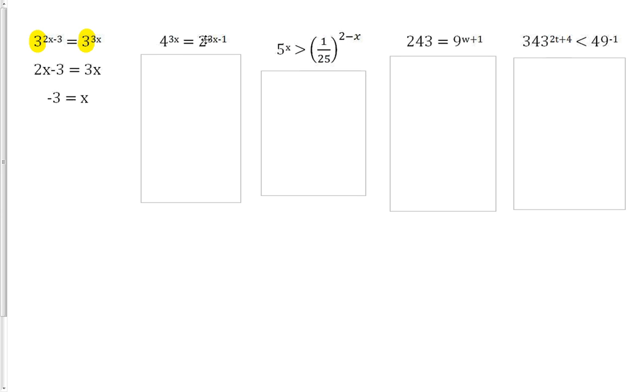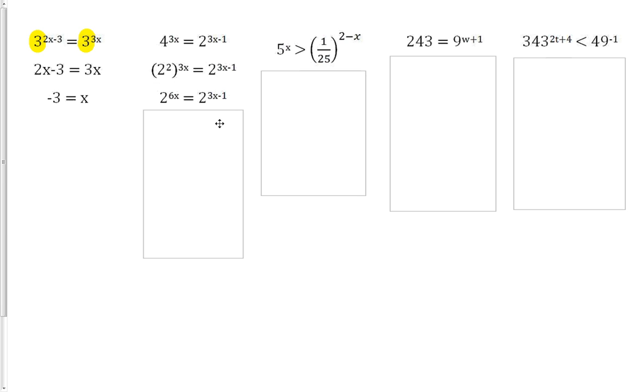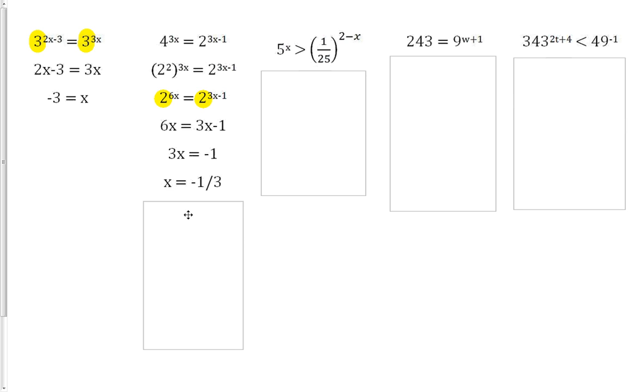This next one here, well, it looks like we can't do that. We have a different base on both sides. However, if you know that 4 is 2 squared, you can rewrite it, and we can cleverly get ourselves one base. So 2 squared, all to the 3x, on the other side 2 to the 3x minus 1. Rewrite that as 2 to the 6x, because remember when you have exponents you multiply your powers. Now we have 2 as our common base, so we're just going to set our exponents equal to each other. 6x equals 3x minus 1. Subtract 3x from both sides, divide by 3, and we have x equals negative 1/3.